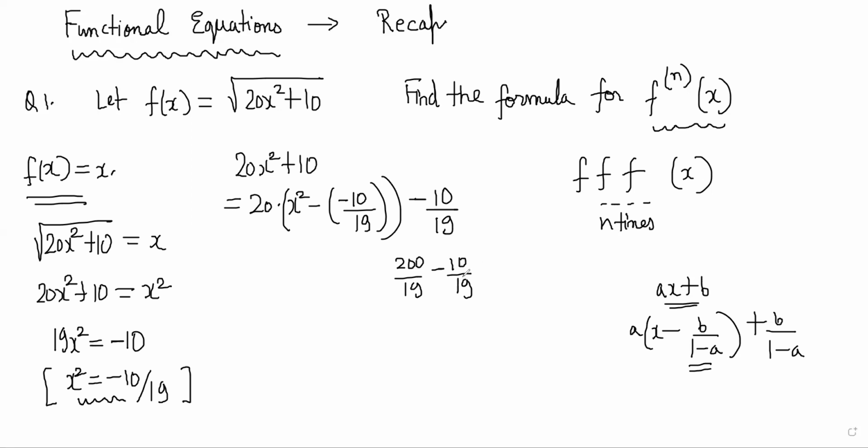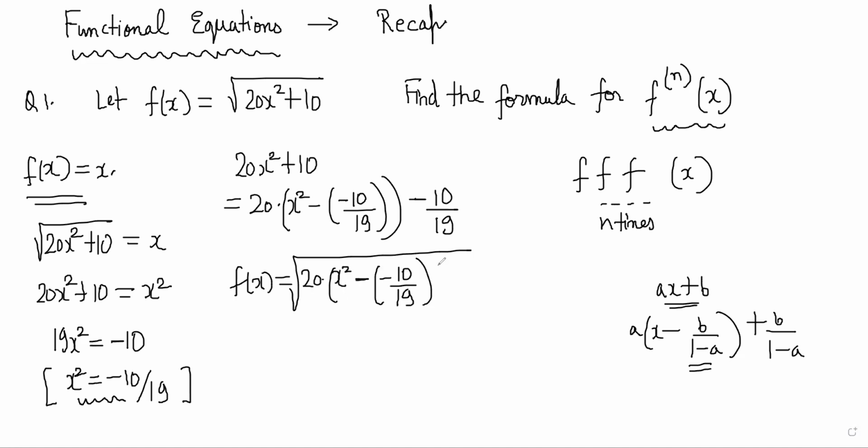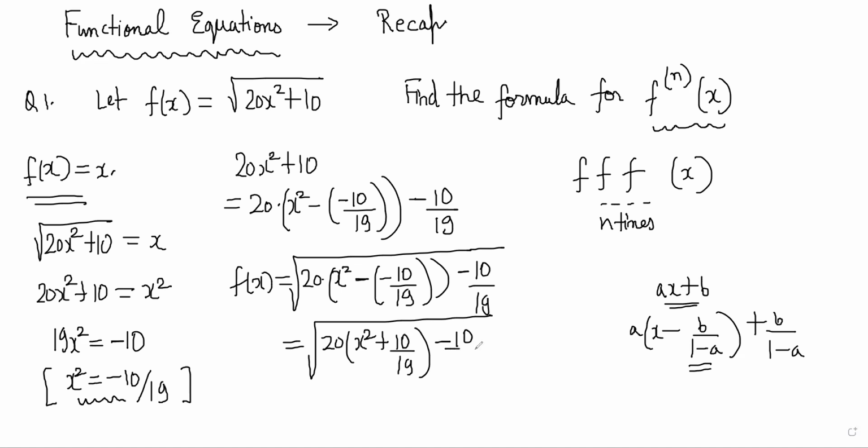That becomes 10, so it is actually matching. 20x square plus 10 is equal to this. Therefore, the function f of x can be written as root over 20 times x square plus 10 by 19, minus 10 by 19. Now this is my function f of x.